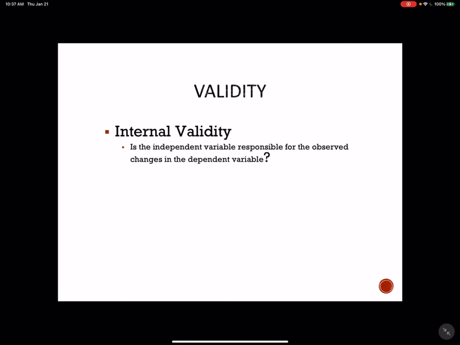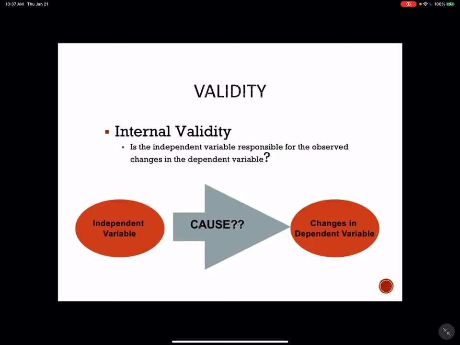Do we think that the cuteness changed because of the food, or do we think it's something else? So is the independent variable responsible for the observed changes in the dependent variable? So in a picture form, that looks like, is this arrow really big? Do we think that's the reason that the independent variable causes changes in the dependent variable?